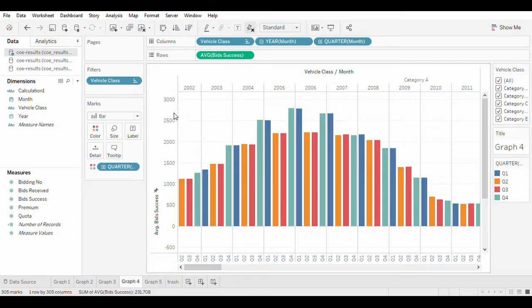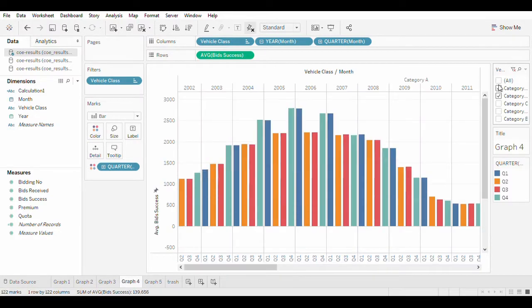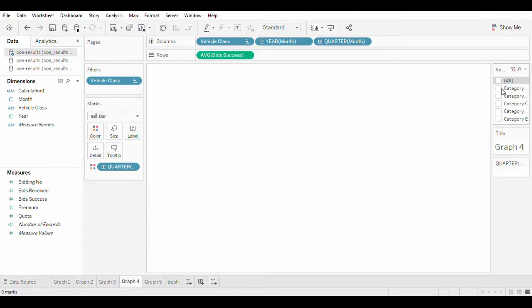I have also added vehicle class to filters, allowing me to specifically single out a certain category for a clearer view of the graph. For this question, I will be talking about the most popular vehicle class, category A.